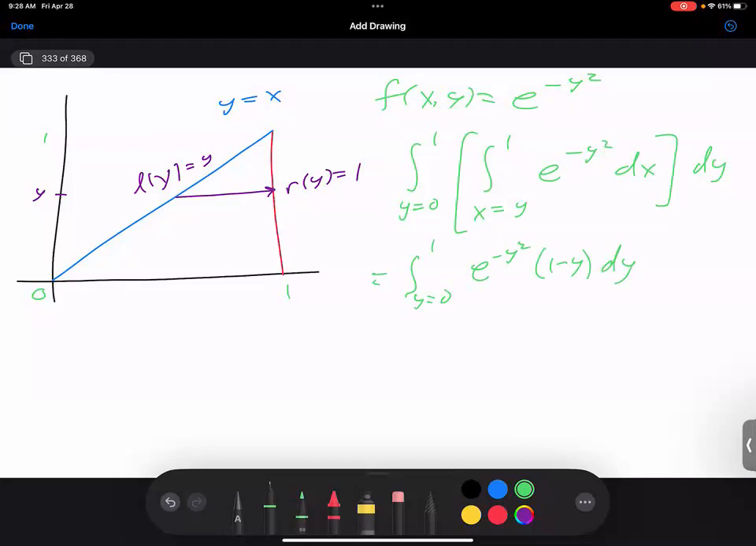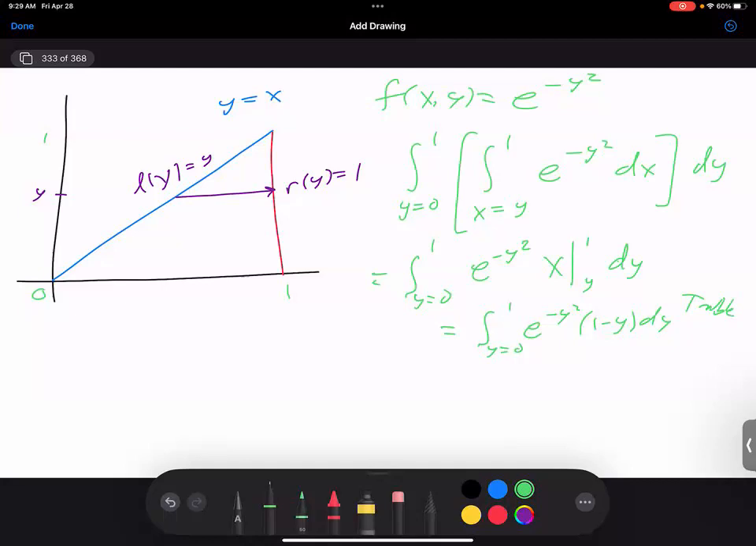What's the 1 minus y? Well, I pull out the e to the minus y squared, and I'm just integrating the function 1 from y to 1. I'll put in a few more steps. Times x at y and 1 dy, right? Because the antiderivative is just x, and then I'm evaluating it at 1 and y, so then I'm going to get the integral y goes from 0 to 1, e to the negative y squared, 1 minus y dy, and now we're in trouble.